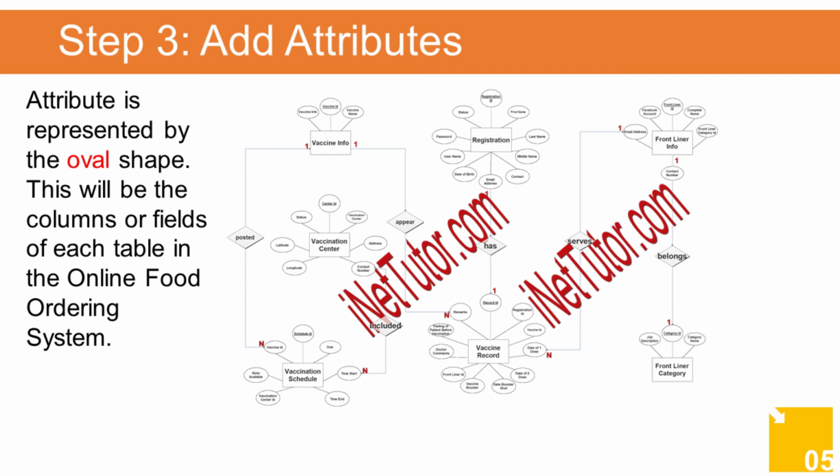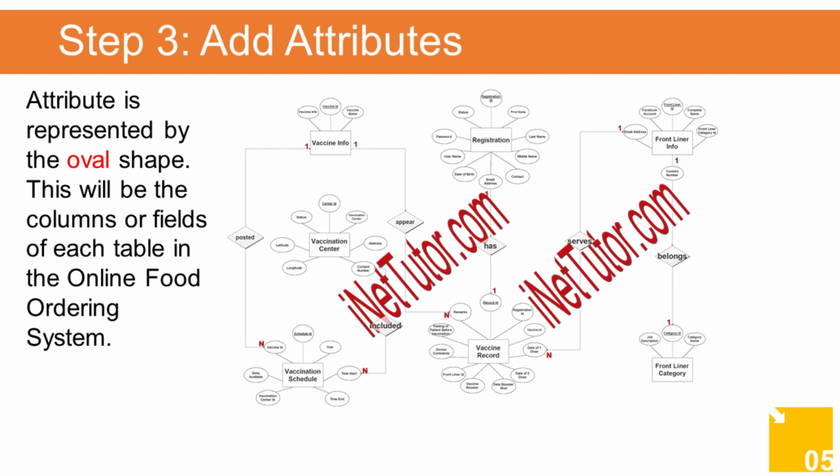Vaccination Schedule entity has the following attributes. Schedule ID - primary key represented with underline, date, time, start time, end, Vaccination Center ID, foreign key, slots available, Vaccine ID, foreign key. Vaccination Record entity has the following attributes. Record ID - primary key represented with underline, registration ID, foreign key, Vaccine ID, foreign key, date of 1 dose, date of 2 dose, date booster shot, vaccine booster, Frontliner ID, foreign key, doctor comments, feeling of patient before vaccination, remarks.